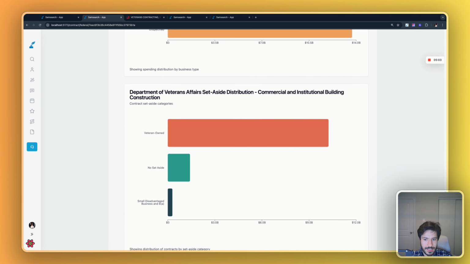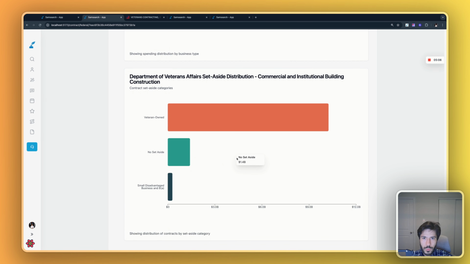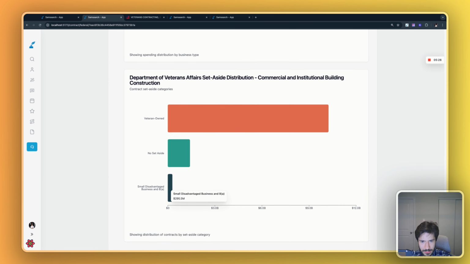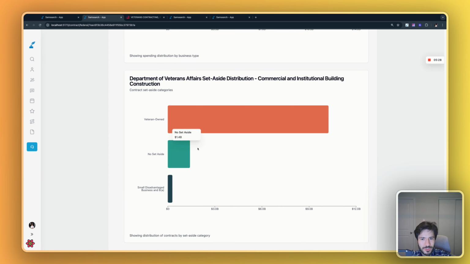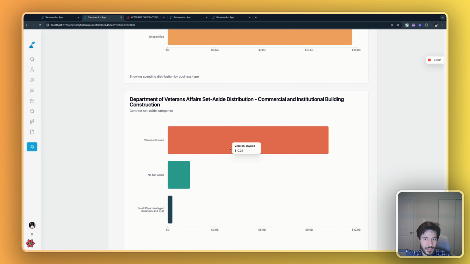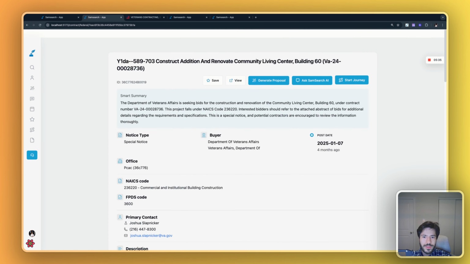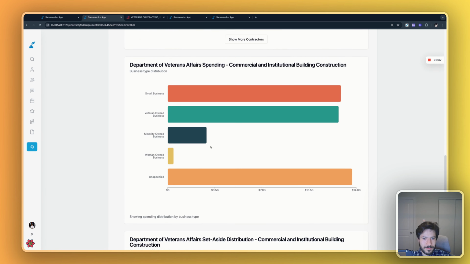Now, if we look at the set aside, this would confirm what we are seeing: most spending for the VA when it comes to construction is going to veteran-owned businesses, 10.2, whereas no set aside is just 1.4. And then small businesses and 8A are only getting almost $300 million in contracts. So if I am not a veteran-owned business, I really have low chances bidding on construction government contracts with the VA, because I could see the pattern.